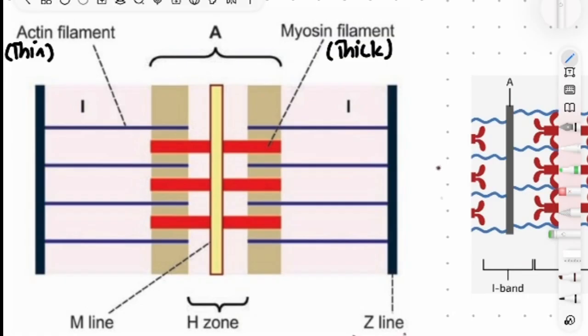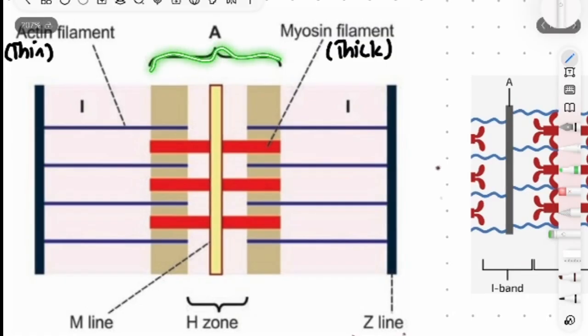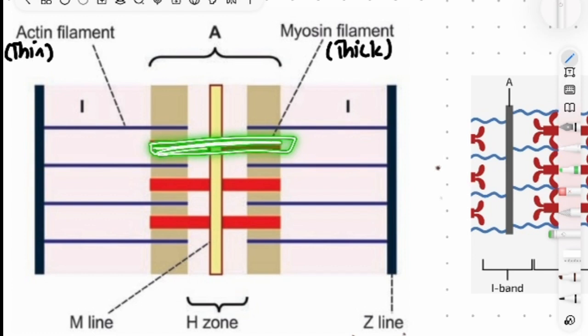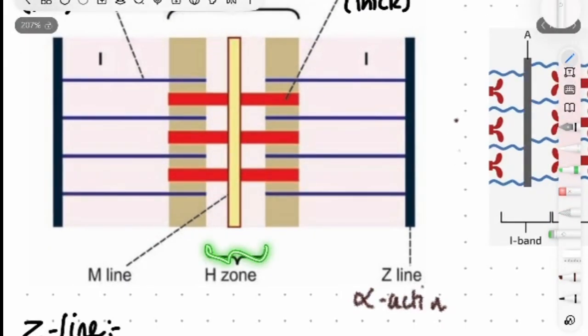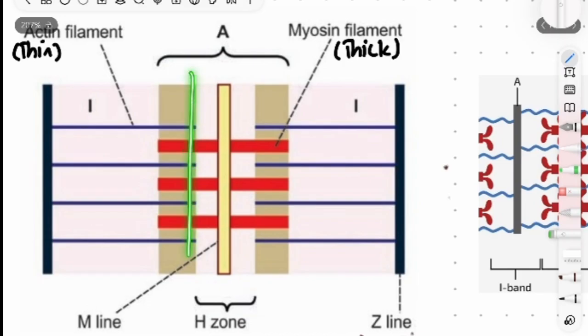Okay, see, this is the A band. In the A band we have thick filaments, that is the myosin filaments. Along with this we have a portion of I band also. Okay, like this. So this is the A band, but the H zone is present in the center of the A band, and it contains only the myosin filaments, that is the thick filaments.